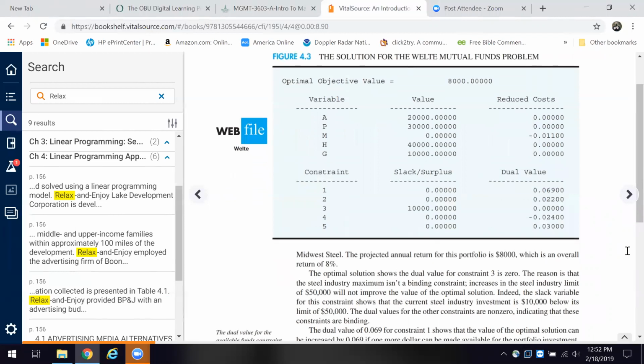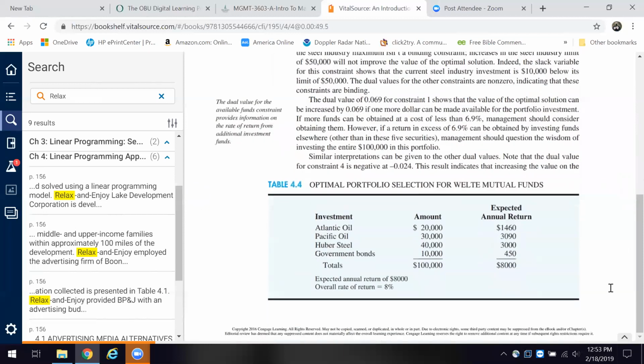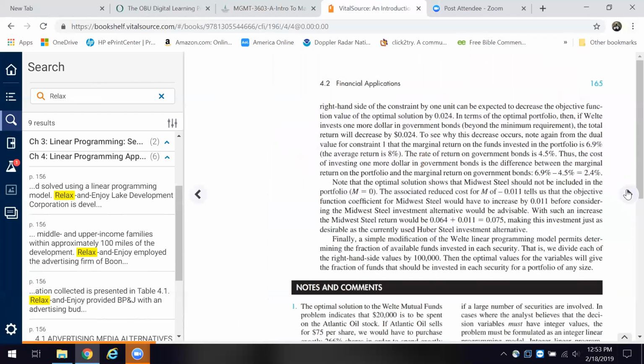And as the authors mentioned, the optimum solution shows the dual value for constraint 3 is 0. And we look for some slack or surplus. And as we see, we have some slack or surplus value there. And we've got the 0 on these constraints. So those are binding. And this gives us the amount and the expected return. Okay. This is very much like the portfolio, the media buy. And I'm going to get the file open.